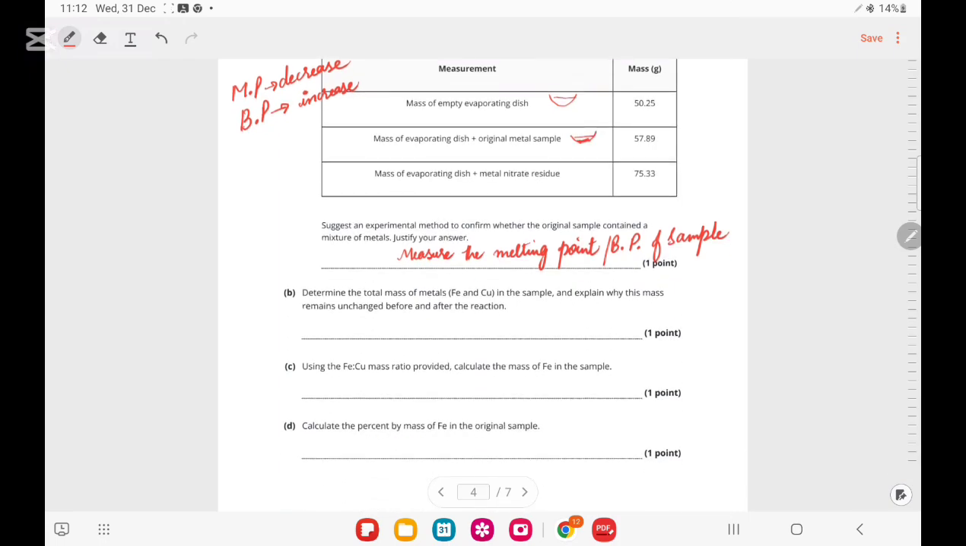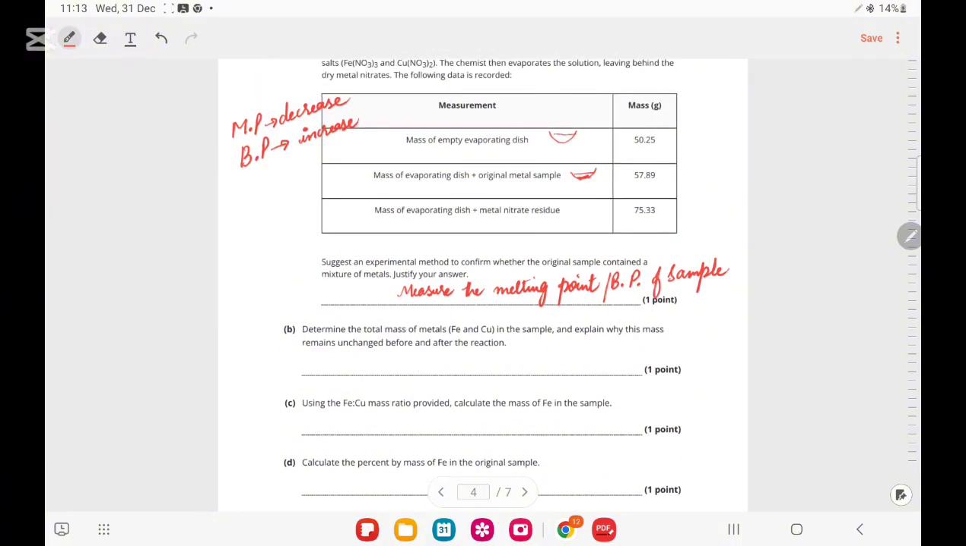Determine the total mass of the metals in the sample. So if we want to find the total mass, this is the evaporating dish which contains the metal. If we want to find its mass, how can we do that? 57.89 minus 50.25, and the answer comes out to be 7.64 grams.